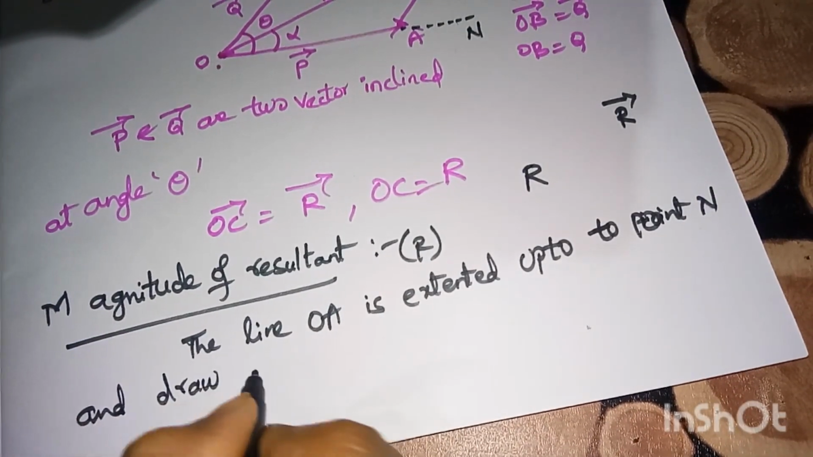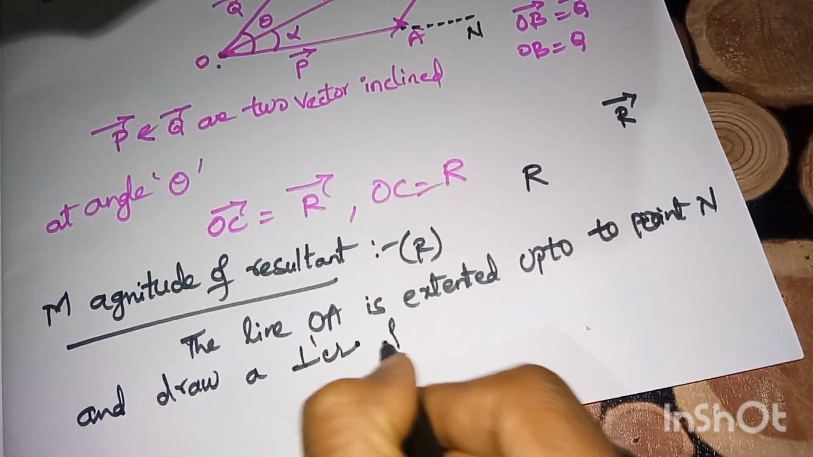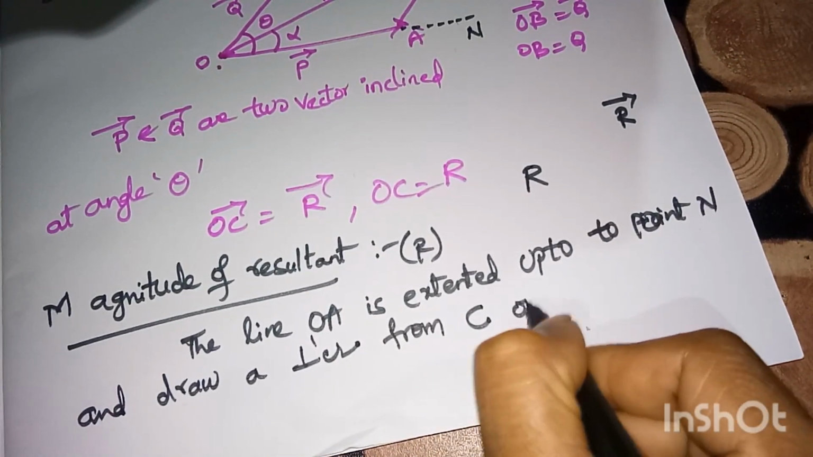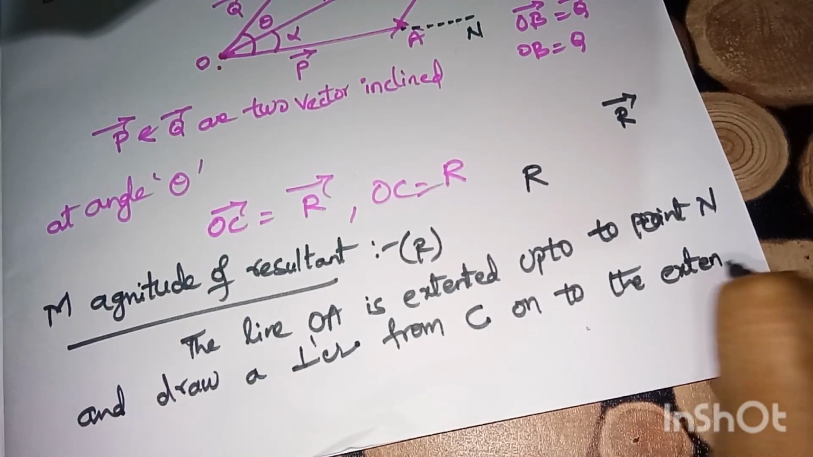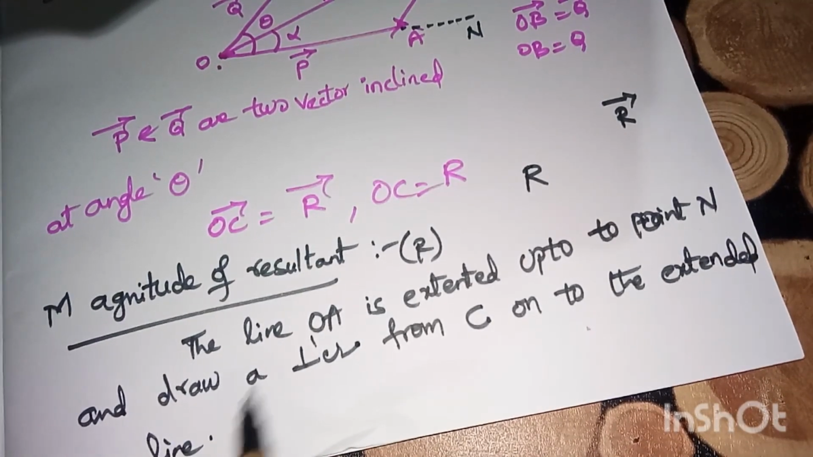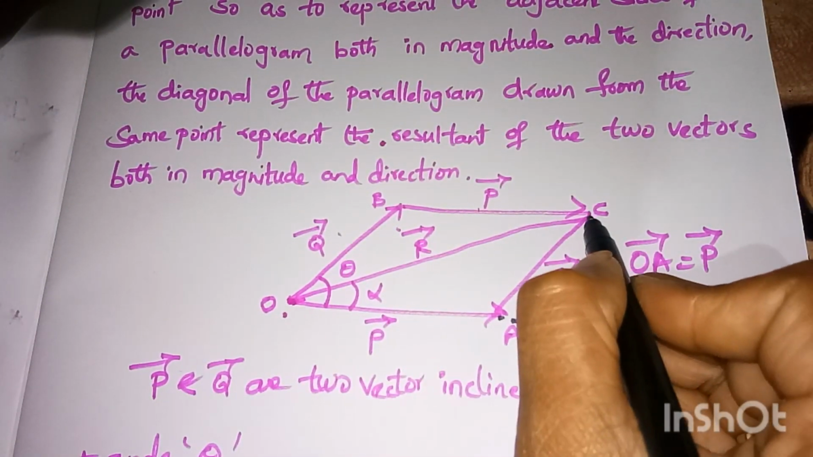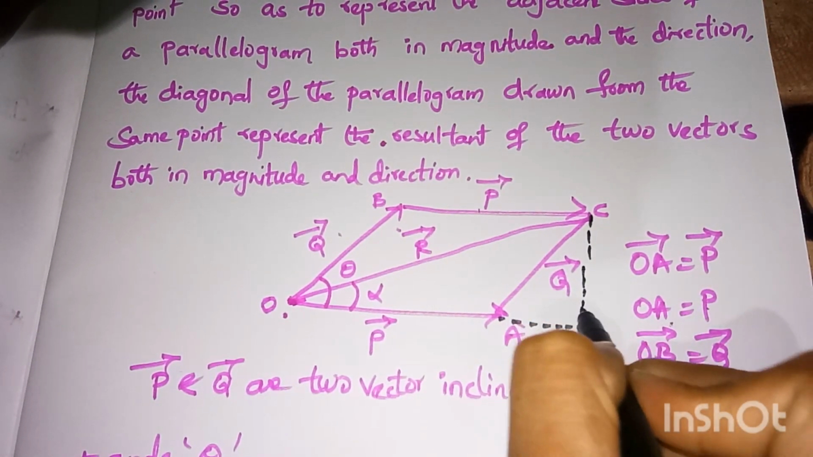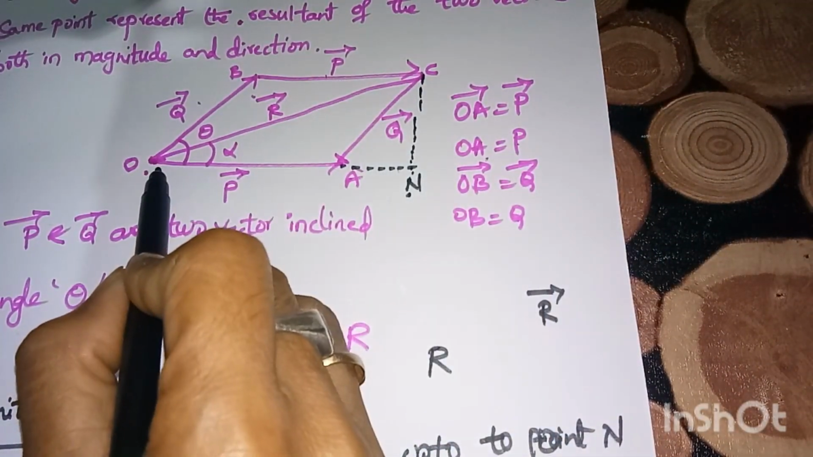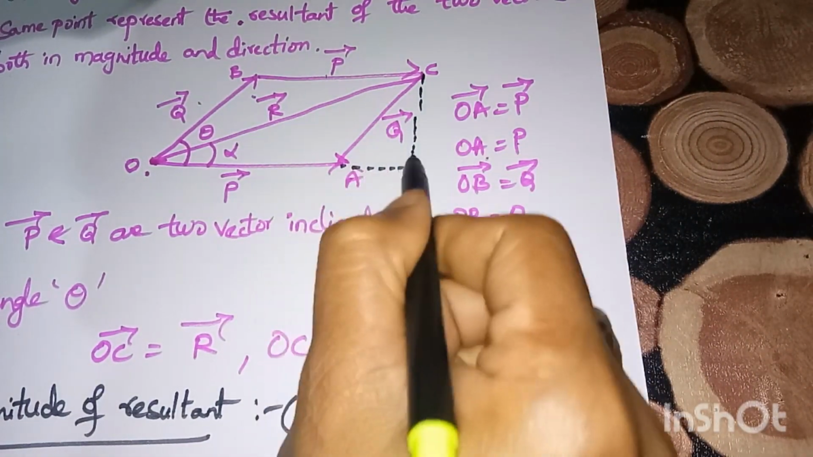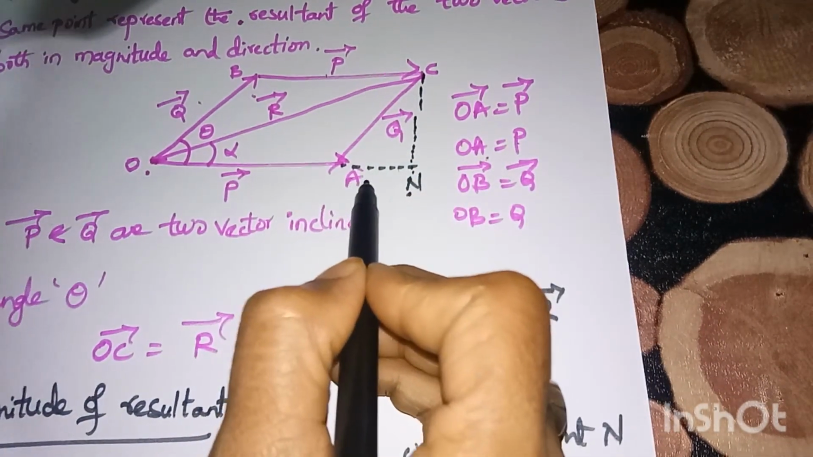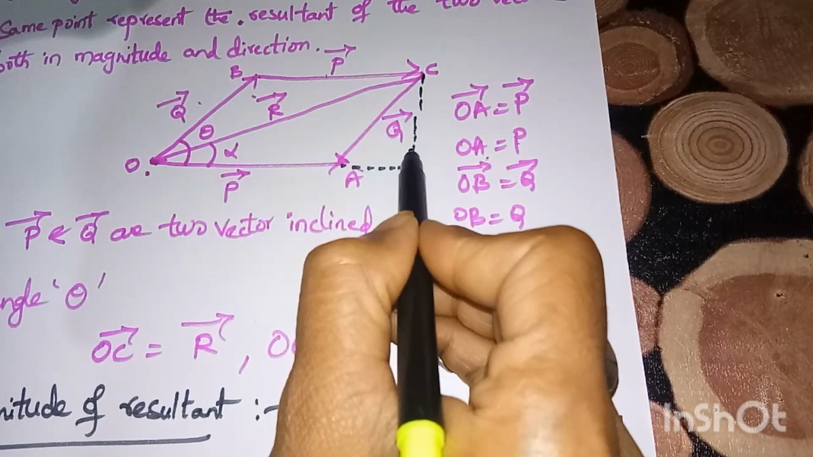draw a perpendicular from C onto the extended line. So they said to draw the perpendicular line. This is the perpendicular line onto the extended line up to N. So by extending line OA up to N and drawing a perpendicular line to the extended line, we will get a right angle triangle here. What is the right angle triangle here? ANC. This is the right angle triangle.